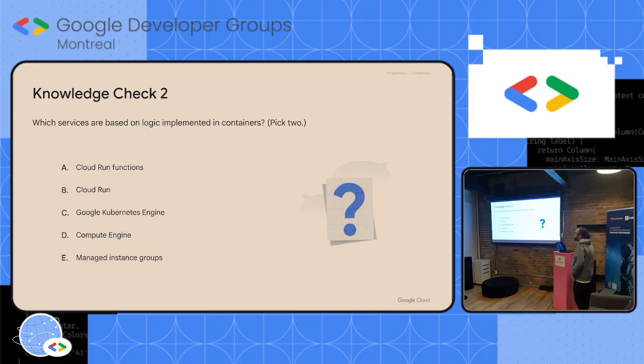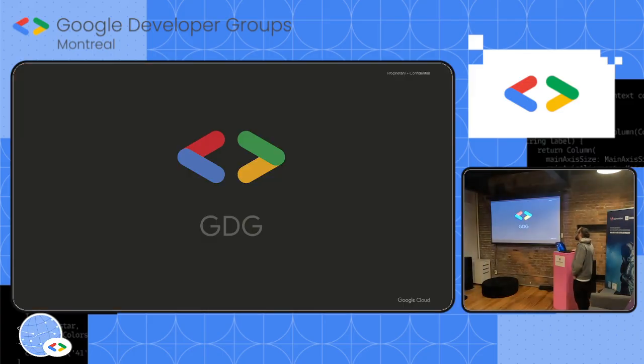Cool. Which services are based on logic implemented inside containers? Choose two. Easy. B, C? Yeah. Cool.